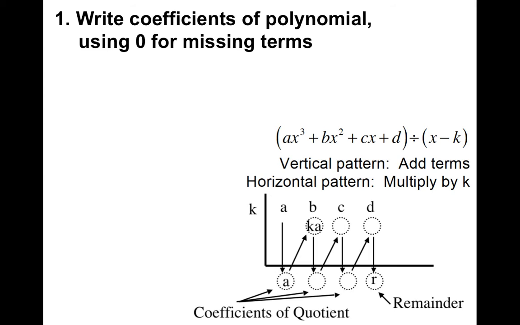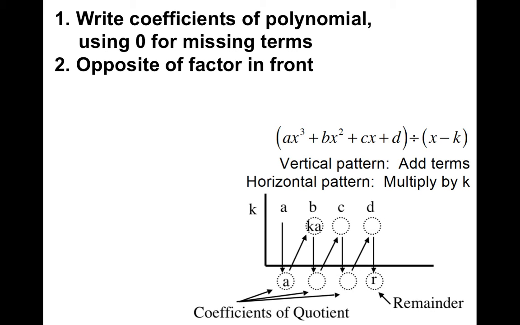So, synthetic division, you start by writing the coefficients of the polynomial using 0 for any missing terms. So it's just the numbers in front of the polynomial, not the variables themselves. So if you notice from this example, the coefficients are A, B, C, and D. Then you take the opposite of whatever your factor is in front. So you set this to 0, so you get x equals k, so we're going to synthetically divide by positive k.